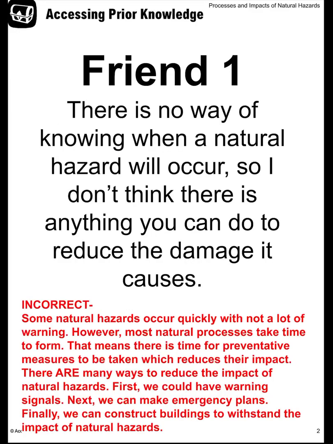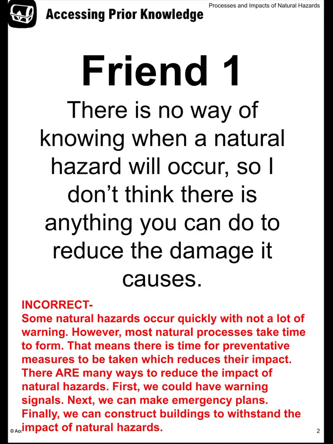Friend 1 had said there was no way of knowing when a natural hazard will occur, so there's no way that you can reduce the damage that it causes. This is incorrect. We know that some natural hazards can occur quickly with not a lot of warning, like a tornado. However, most of the natural processes take time to form. Think about hurricanes. That means that there is time for preventative measures to be taken, which can then reduce their impact.